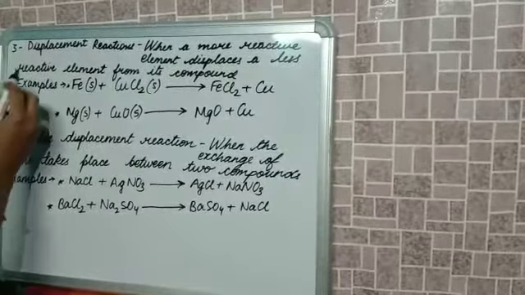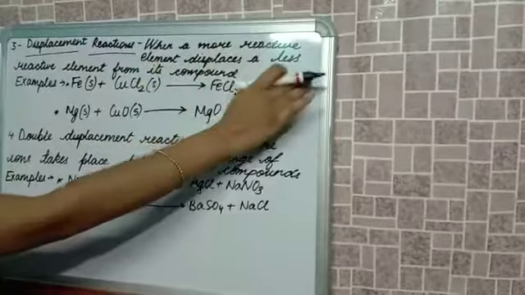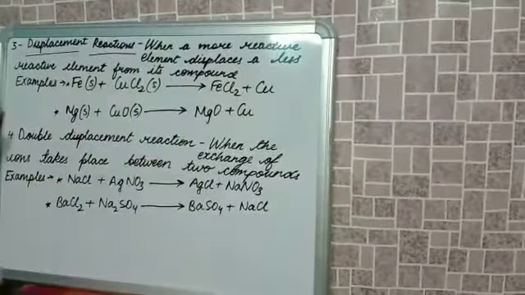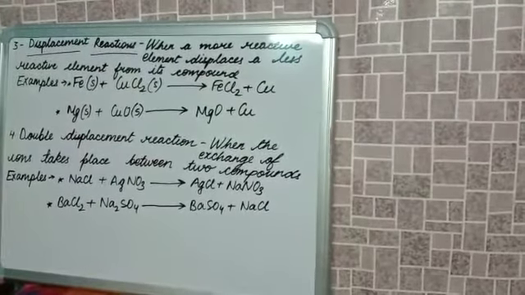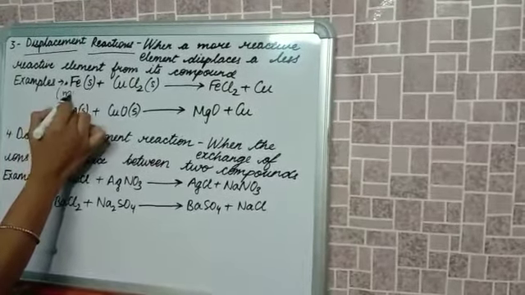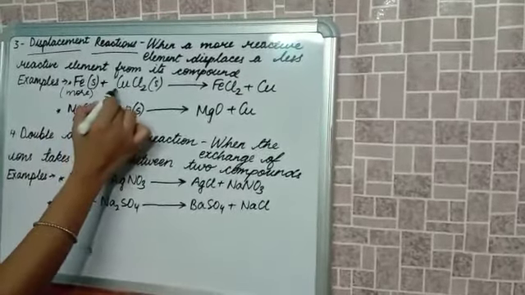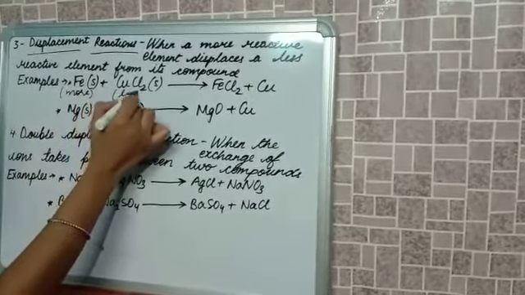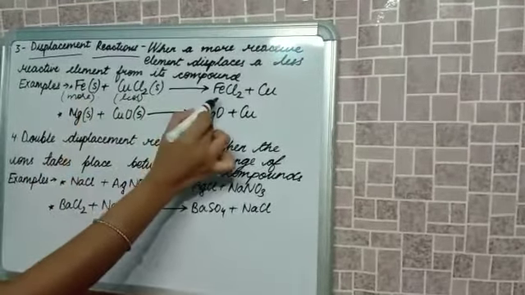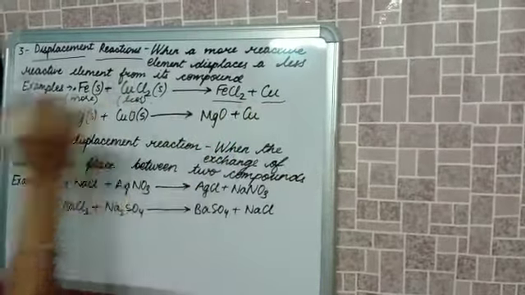Okay, so the third type we have is the displacement reaction. When a more reactive element displaces a less reactive element from its compound, such type of reactions are called displacement reactions. As you can see in an example, Fe, which is more reactive, reacts with copper chloride, where copper is less reactive. So here iron will displace copper and it will form FeCl2, that is ferrous chloride, and copper.